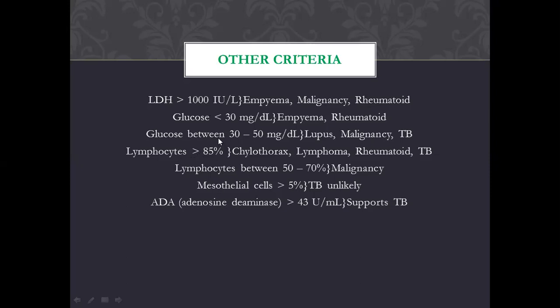If the lymphocytes are more than 80%, the patient may be having chylothorax, lymphoma, rheumatoid arthritis, or pulmonary tuberculosis. If the lymphocytes are between 50 to 70%, then it shows malignancy. Mesothelial cells, if they are present more than 5%, show that tuberculosis is less likely and it may be a malignancy. Adenosine deaminase level, if it is more than 43 units per ml, supports the diagnosis of pulmonary tuberculosis.